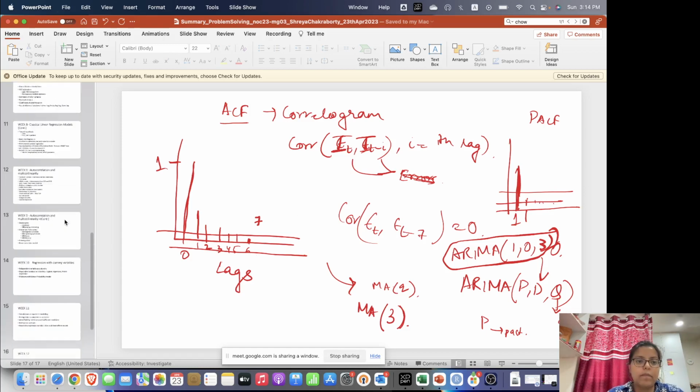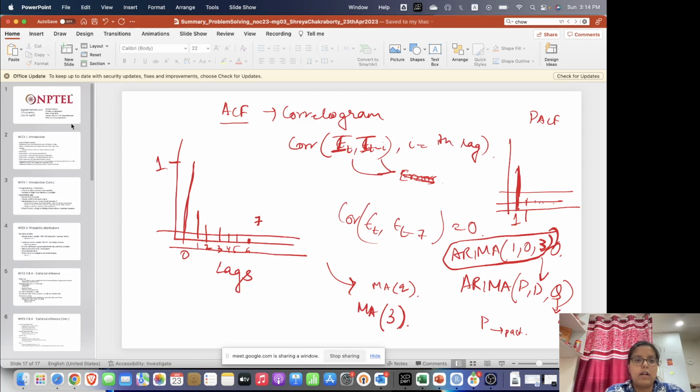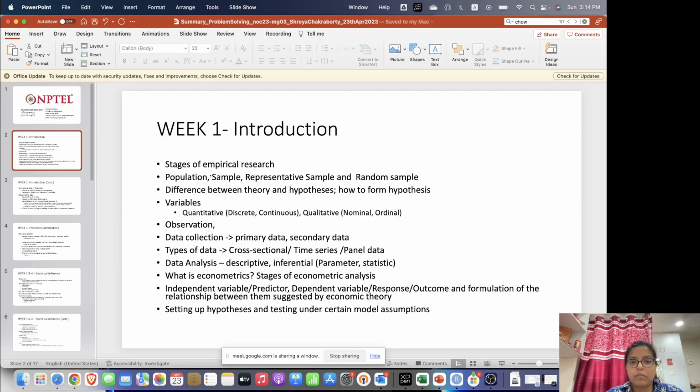All right, so I'll start with what was discussed in week 1. We discussed the stages of empirical research. We learned more about population and sample. These terms are very important. You can expect questions: population, sample, what is the difference?